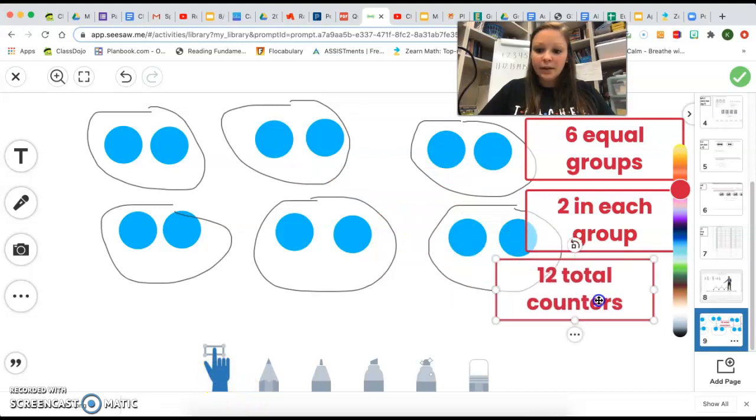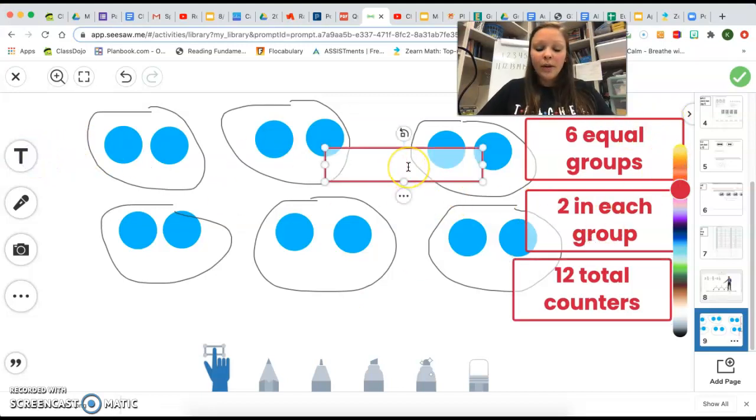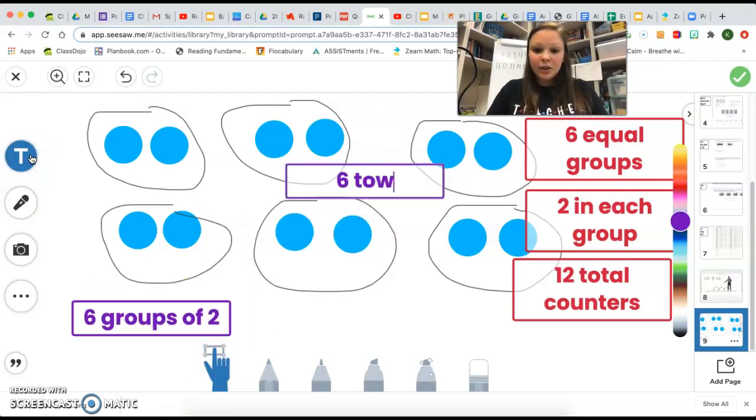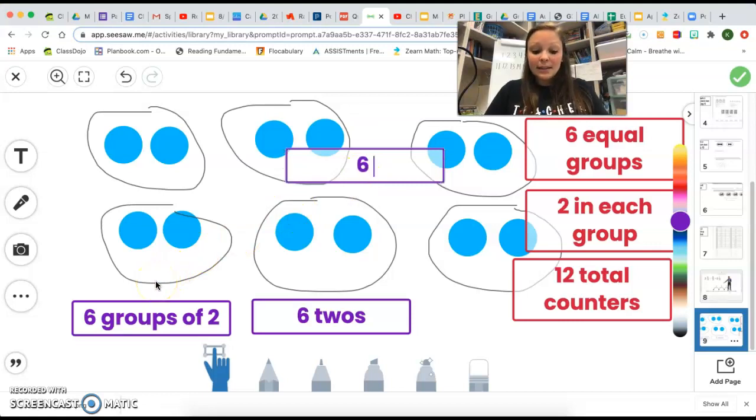Let's write this in different ways. So we know that we have 6 equal groups and there are 2 in each group. We can write that by saying 6 groups of 2. That's one way we can write this. Another way we can write this is by saying we have 6 2s. 6 groups of 2 and 6 2s means exactly the same thing. But there's another way we can write this. Another way we can write this is using multiplication. We can say 6 times 2.